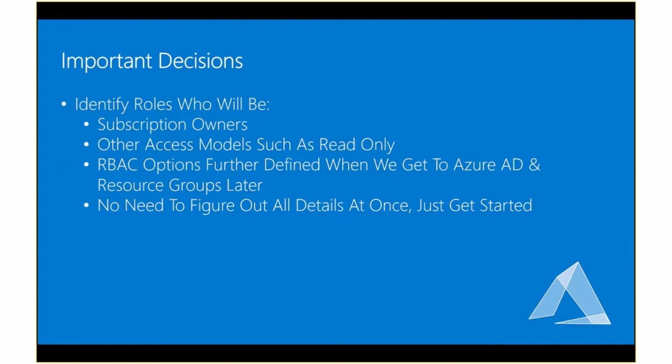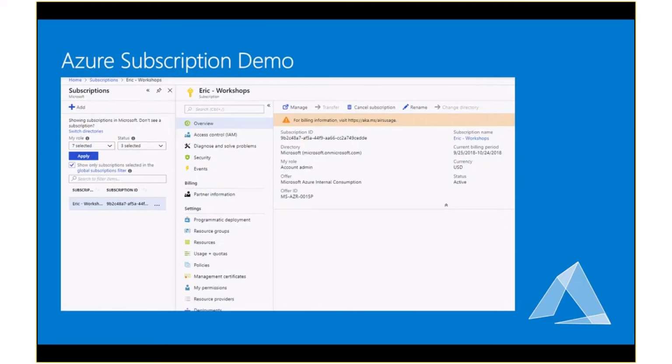Do they want to have other access models such as read-only users? Maybe you have people who are going to be monitoring the infrastructure and they need read-only access. Important to note here, we're going to talk about role-based access controls and options, and we're also going to talk about Azure AD and resource groups in later videos where we'll get really more granular about access controls into subscriptions. Another important point, you don't have to figure everything out at once, just get started. Super important concept there.